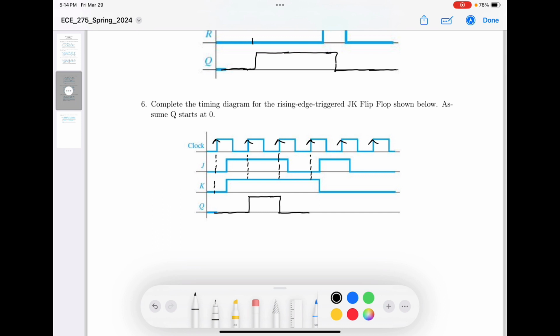At the next rising edge, J is 0, K is 1. So that's the reset operation. And since it is at 0, we are still going to remain at 0. At the next rising edge, J is 1 and K is 0. So that's the set operation. Therefore, after a slight delay, it's going to set to 1. And finally, at the next rising edge, J is 0, K is 0. That's the hold operation. So we continue to hold the value of Q.